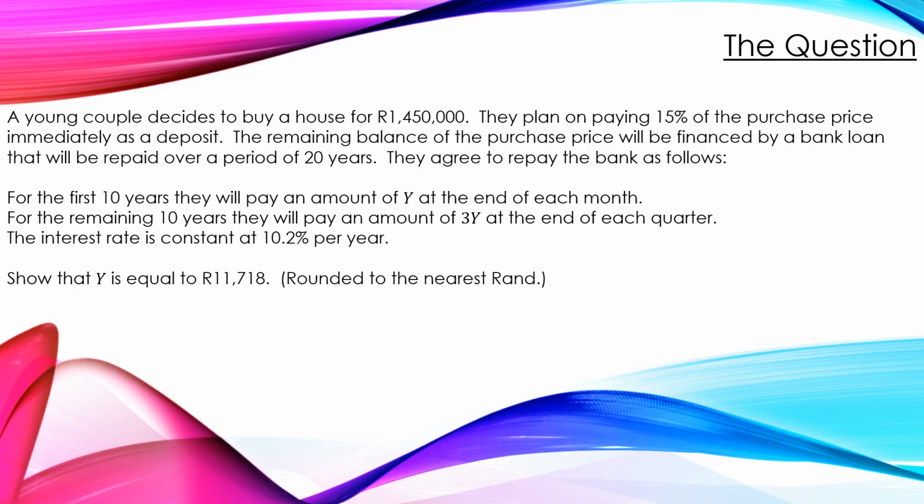For the remaining 10 years, they will pay an amount of 3Y at the end of each quarter. Now, this is where it gets tricky, because 3Y each quarter means that there's 4 payments of 3Y occurring. From some of the workings that I've seen, you guys kind of forgot about the 4 multiplied by 3Y and the 12 multiplied by Y for annuity 2 and annuity 1 respectively. They say the interest rate is constant at 10.2% per year, and they want us to show that Y is equal to 11,718 Rand, rounded to the nearest Rand.